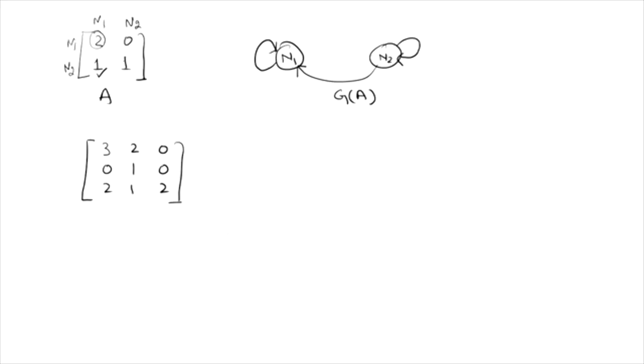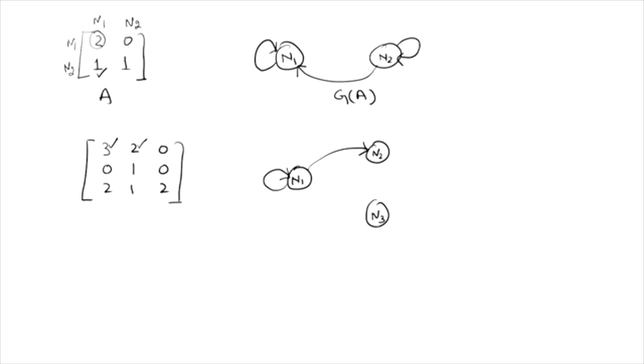Then here it is a 3 by 3 matrix. So, the graph of this matrix will have 3 nodes, let us say n1, n2, n3. I have an edge n1 to n1 due to this non-zero entry. Then I have an edge from n1 to n2 due to this entry. 1 to 3, I have 0. So, I do not have any edge from 1 to 3.